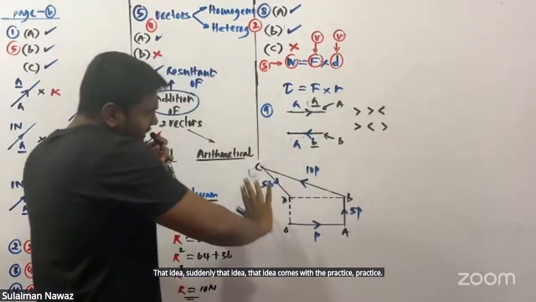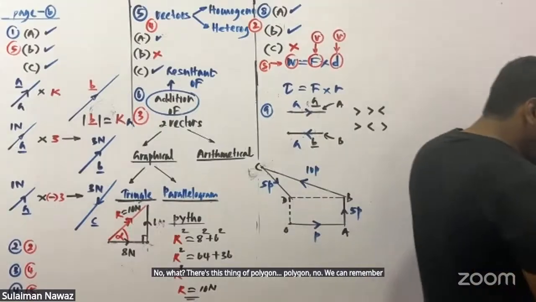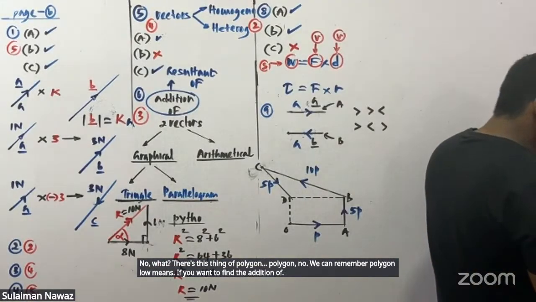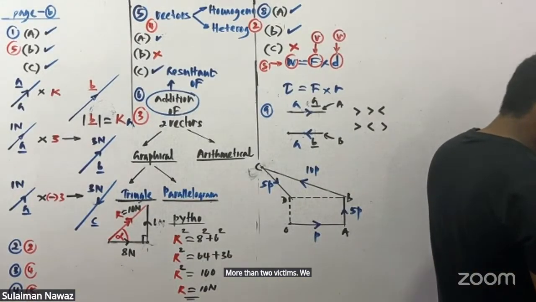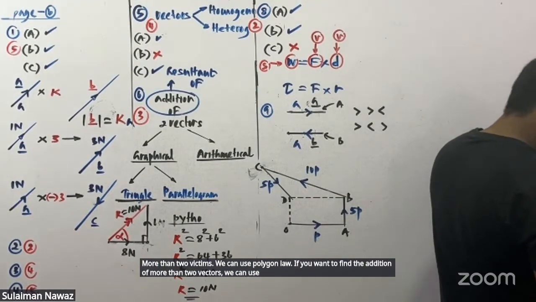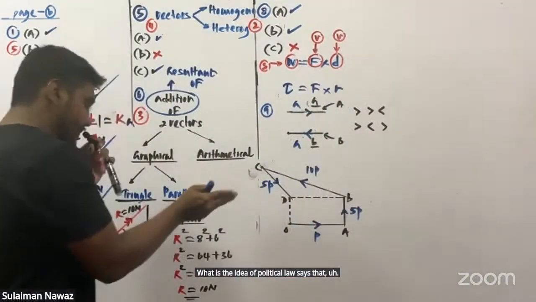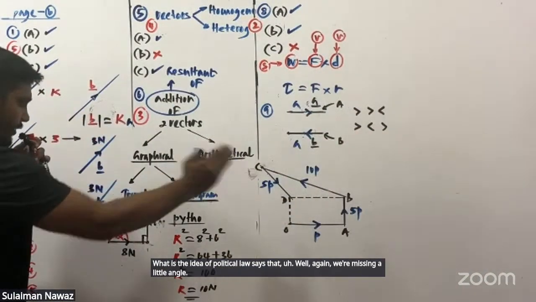Now let's think about polygon law. We can remember polygon law means if you want to find the addition of more than 2 vectors, we can use polygon law. What is the idea of polygon law? Polygon law is very similar to triangle law.